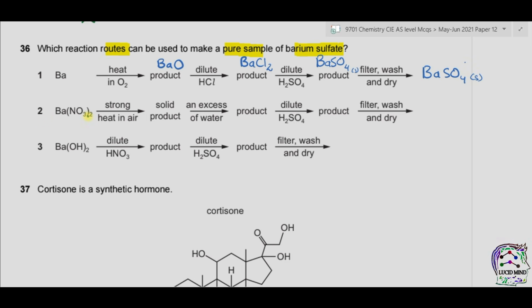In second one, we have barium nitrate. When strongly heated in air, nitrate decomposes into barium oxide, nitrogen dioxide and oxygen gas. Other two are gases, so therefore barium oxide is the only solid product. Again, in an excess of water, it will form barium hydroxide because it is quite soluble in water. Now this is base and it can react with this acid to form barium sulfate along with H2O. Again, barium sulfate is insoluble solid, so it can be filtered, washed and dried.